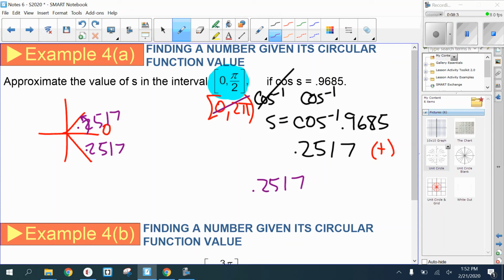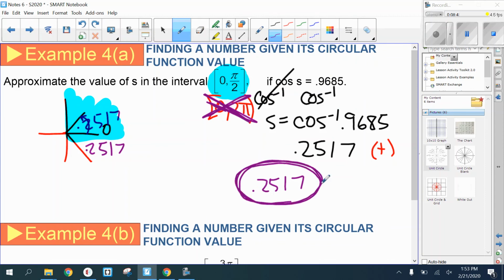And in this case, since that's all they want to do is go from 0 to pi over 2, they only want the first quadrant answer. That means this is the only answer, and we're finished. Okay, but I want to show you what would happen if they wanted from 0 to 2 pi.